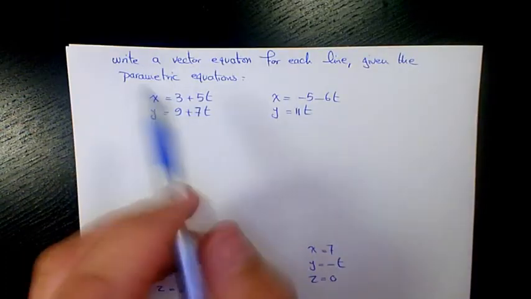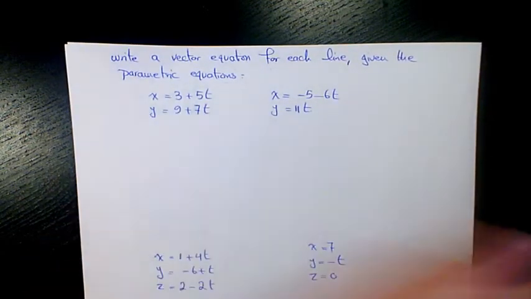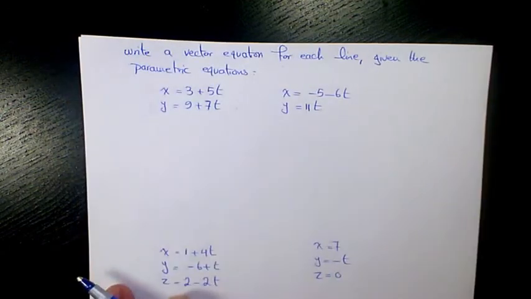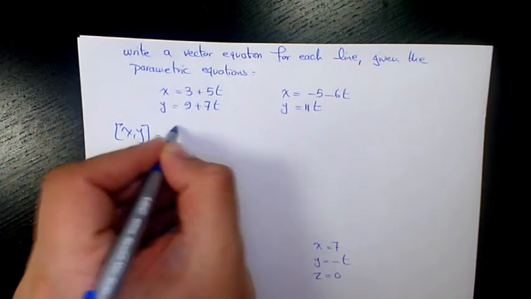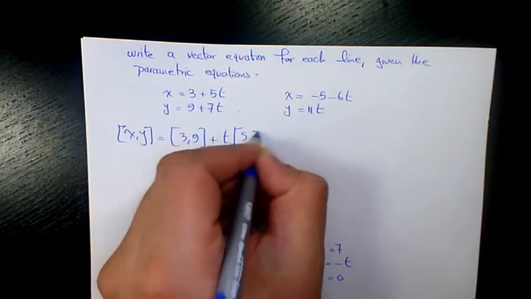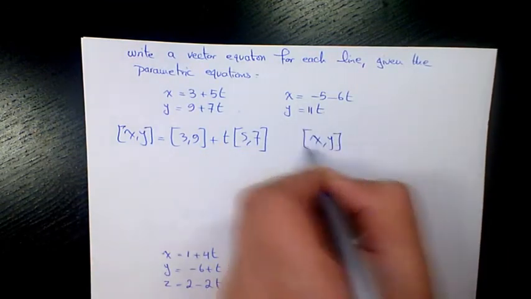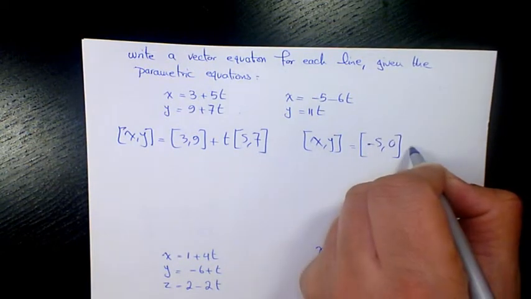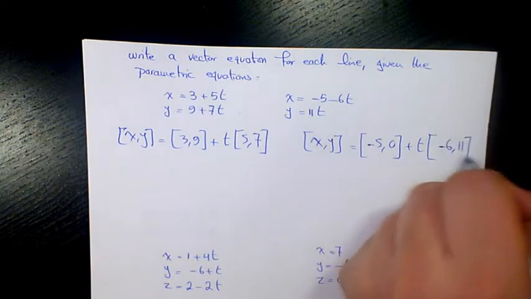Now in this example, it says write a vector equation for each line given the parametric equation. Now it's the other way around. The parametric equation is given, we need to write the vector equation. First one, I can say (x, y) = (3, 9) + t(5, 7). And here we have (x, y) = (-5, 0) + t(-6, 11).